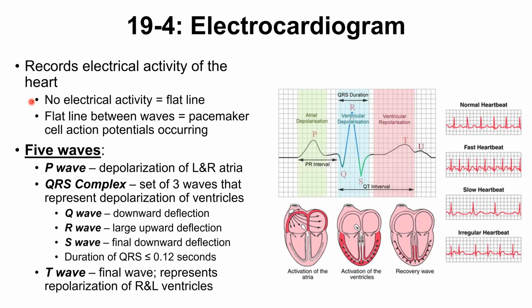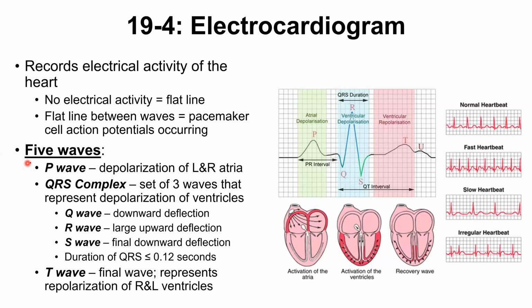If there is no electrical activity going through the heart, that is why we see a flat line on an ECG. Okay, that means there's no electrical activity. The heart is no longer pumping, it is not working. The flat line that occurs between waves is basically the pacemaker cell action potential is occurring. So it's essentially the flat line, for example, here, and the flat line, for example, here. This is when the muscle is contracting. So I'll talk about what that means.